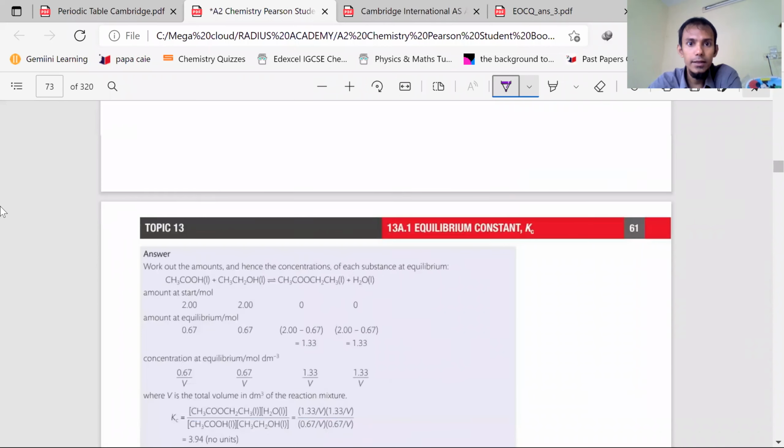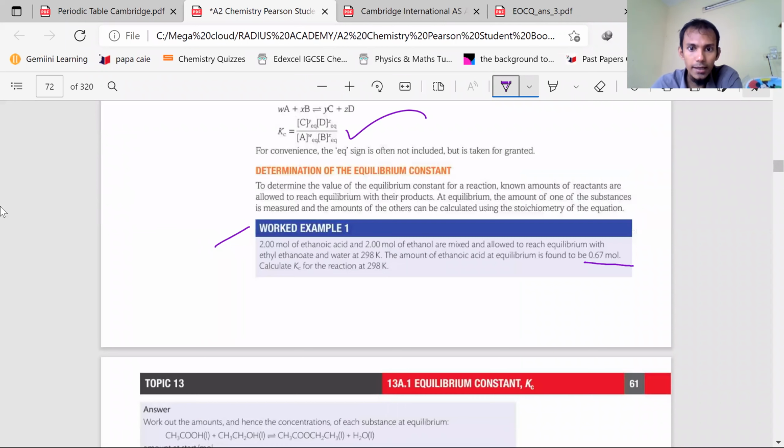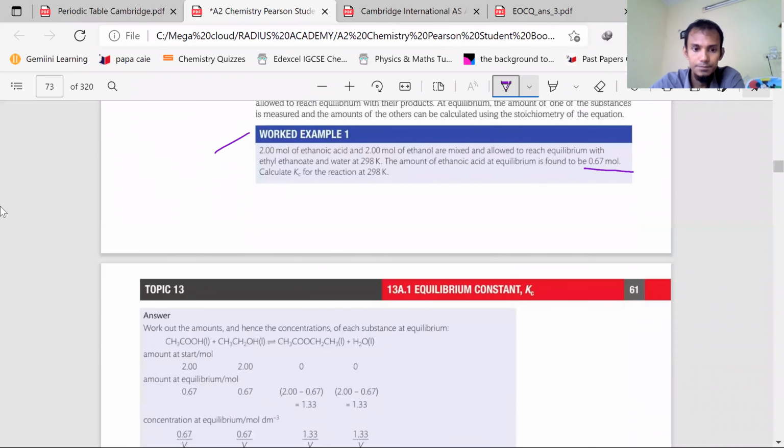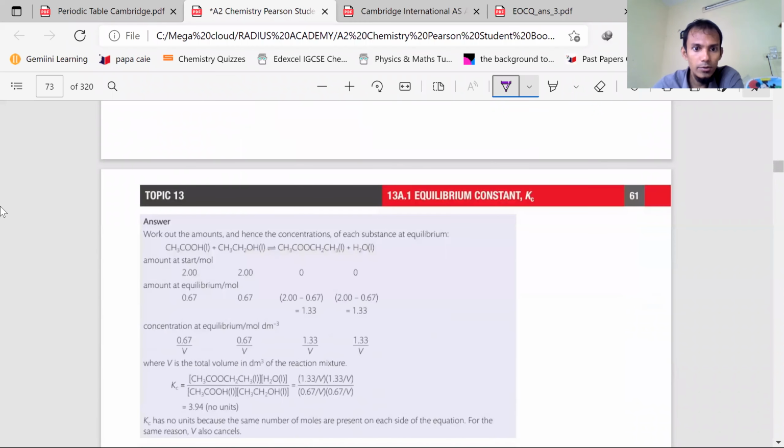They will give this reaction, and you know already carboxylic acid and alcohol, if they react together, will form an ester and water. So the equilibrium reaction is given. Work out amounts and hence the concentration of each substance later. Just focus on this. This is your reaction, and all of the reactants and products are in 1:1 mole ratio, and all of them are liquid. So it's a homogeneous mixture.